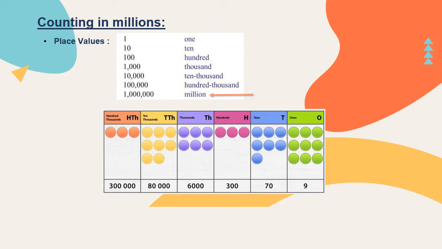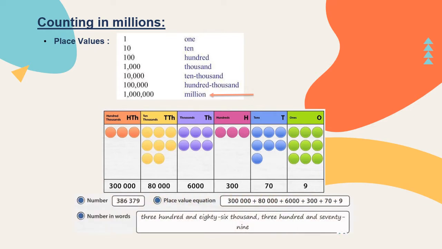For 10,000, 8 circles are there, so it's 80,000. For thousands, we have 6 circles, so 6,000. Hundreds are 3, so 300. Tens are 7, we have 70. And ones are 9. Now, if we add all these numbers, we get 386,379. And in words, we will say 386,379.